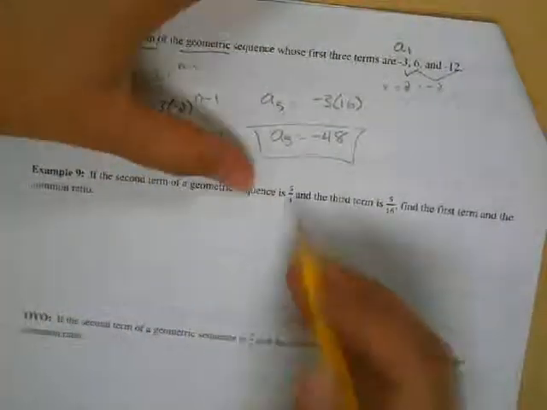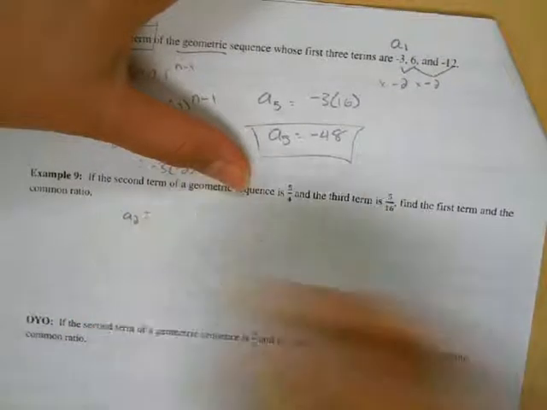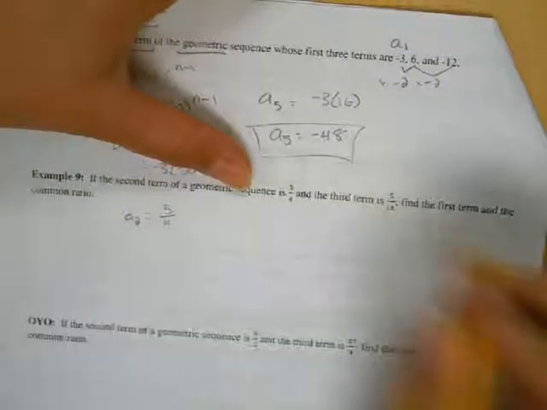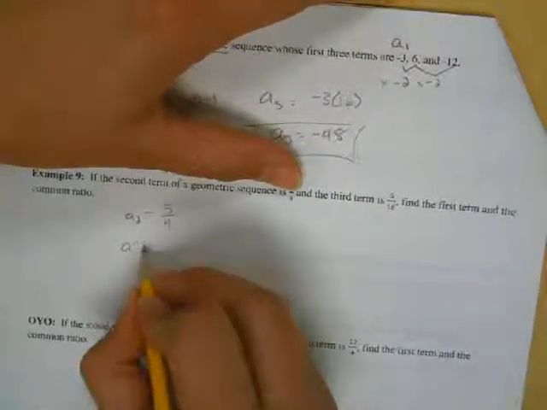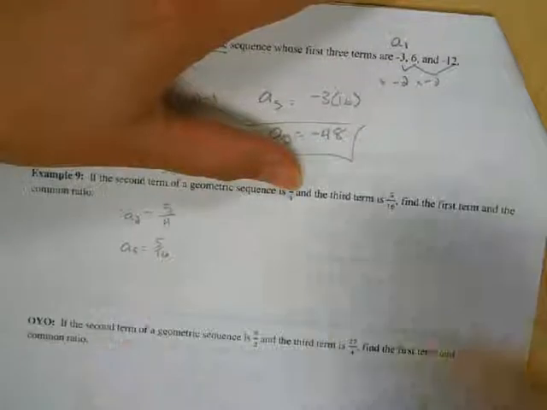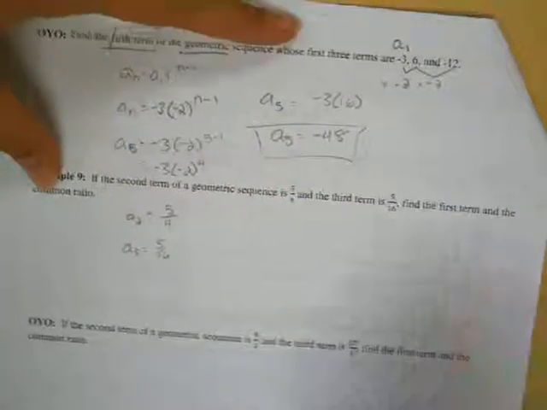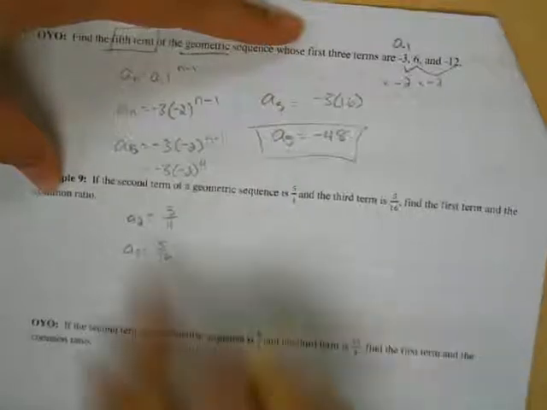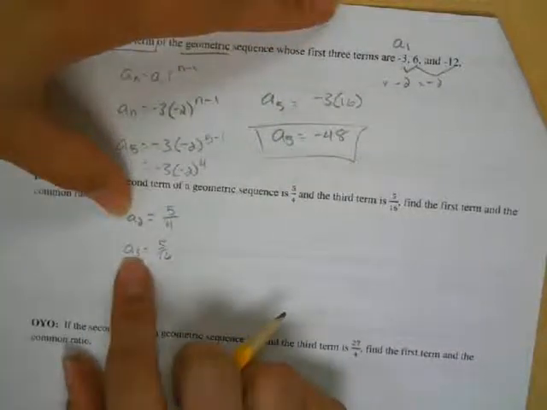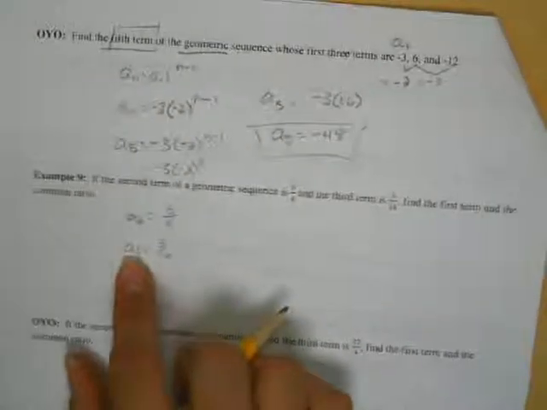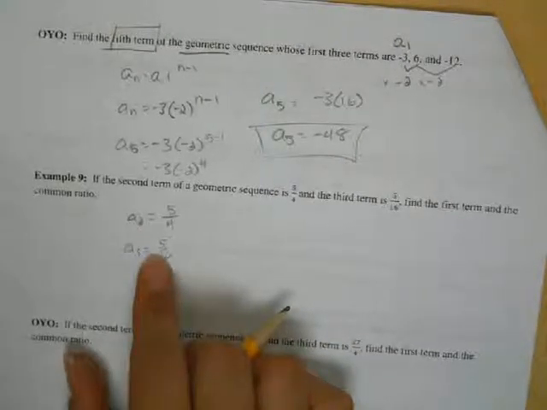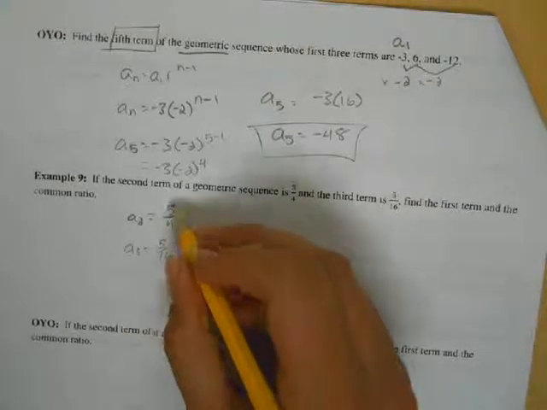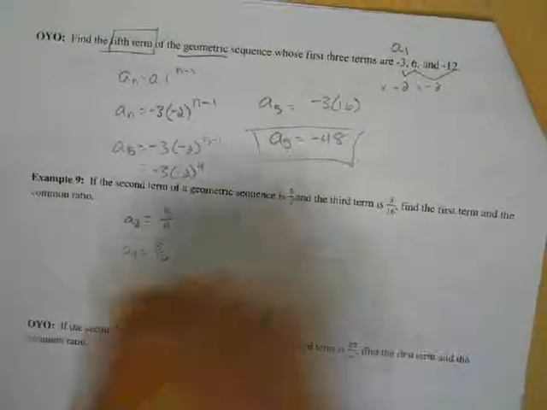Okay, so if the second term of this geometric sequence, A sub 2, is 5/4, and the third term is 5/16, find the first term and the common ratio. Now they give me 2 and 3. Well, that's kind of nice because it's just going to be 1 over here. But I'm going to have to divide. I know, horrible, horrible word, right? To get there we'd have to multiply, so to go backwards we need to divide.